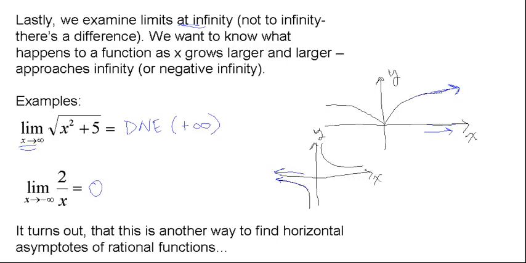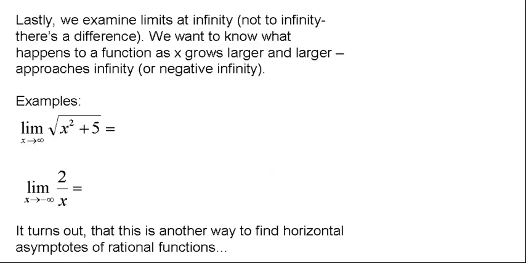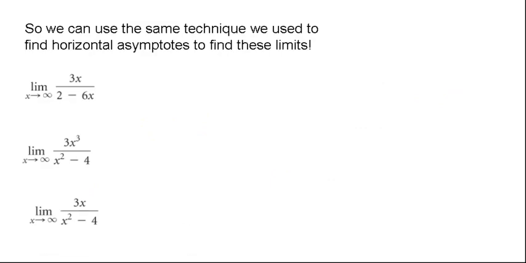What does that mean? Well, this is another way to find horizontal asymptotes, so we can use those same techniques that we use to find horizontal asymptotes to find infinite limits. So let's recall that in order to find horizontal asymptotes of rational functions, so 3x over 2 minus 6x is a rational function, we said that the easiest way to do this is to go ahead and take the leading terms. So the leading term in the numerator is 3x. Leading term in the denominator is negative 6x. And if I simplify this, I get negative 1/2.